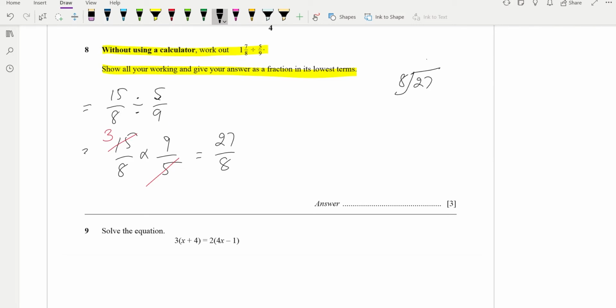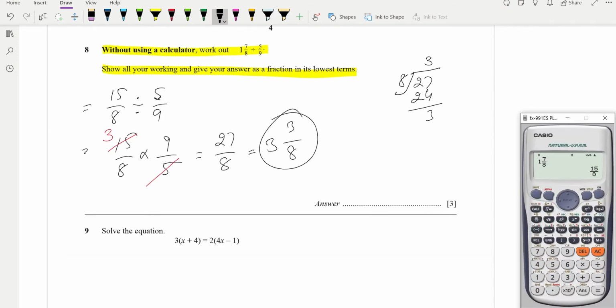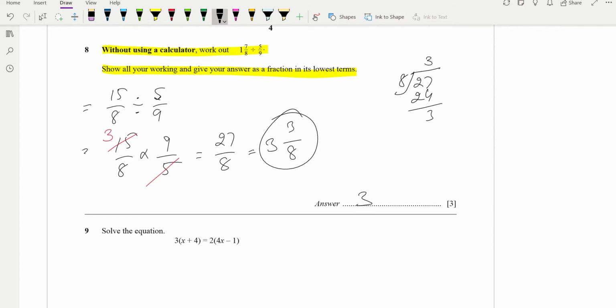27 over 8 will be 8 threes are 24 and 3, so 3 whole 3 by 8 will be our final answer. You can check with the calculator also. 27 over 8 is equal to, in mixed fraction, 3 whole 3 by 8. Now we can give the answer over here at the proper location.